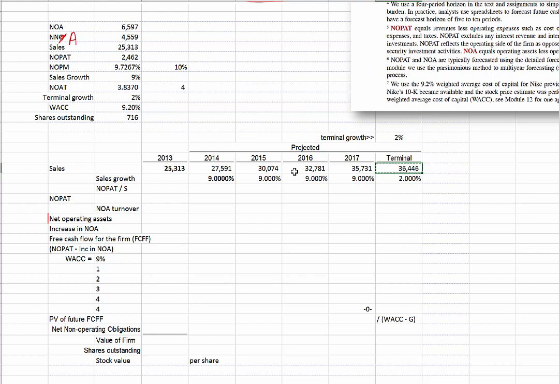Now let's take a look at my NOPAT to sales number, my net operating profit margin. That is going to be 10%. We computed 9.7267, but we'll use your author's rounding here, 10%. And let's make all of those 10%. Copy all the way out to there. And now my NOPAT. My NOPAT, my net operating profit after tax, is 10% of sales. So I'm going to say 10% times sales.